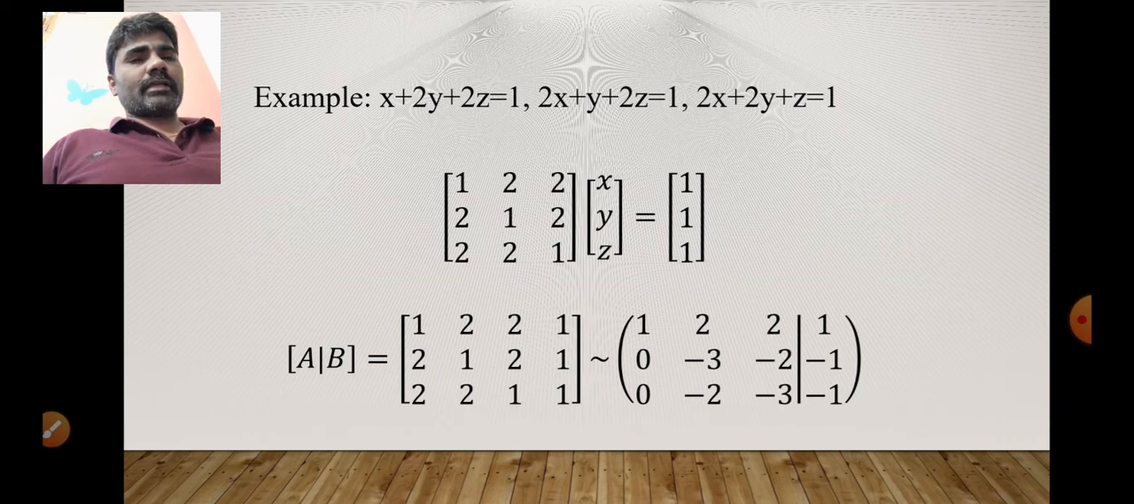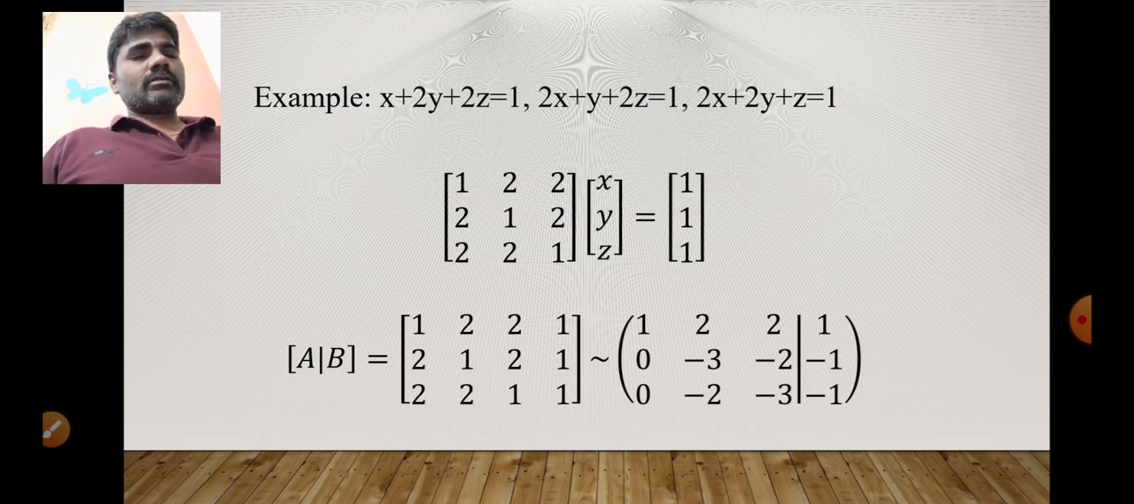The matrix is combined with A and B, that is 1 2 2, 2 1 2, 2 2 1 and B is 1 1 1. This is AB, and reduce it to row echelon form by using the elementary row operations. That is R2 implies R2 minus 2R1. Similarly R3 implies R3 minus 2R1. Multiply R1 by minus 2 and subtract from R2 and from R3.